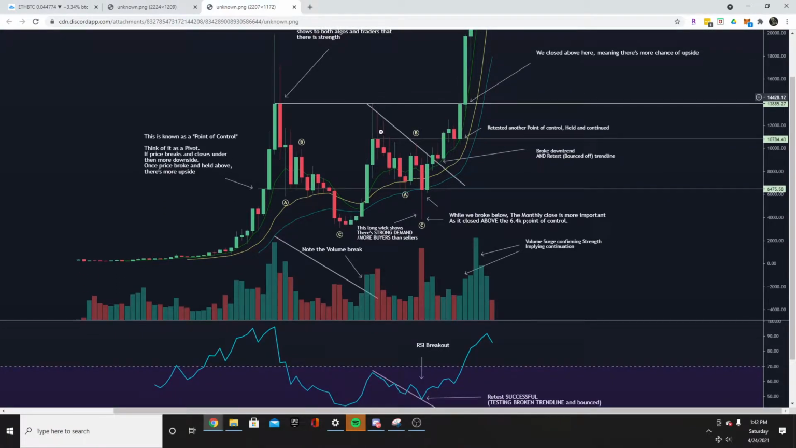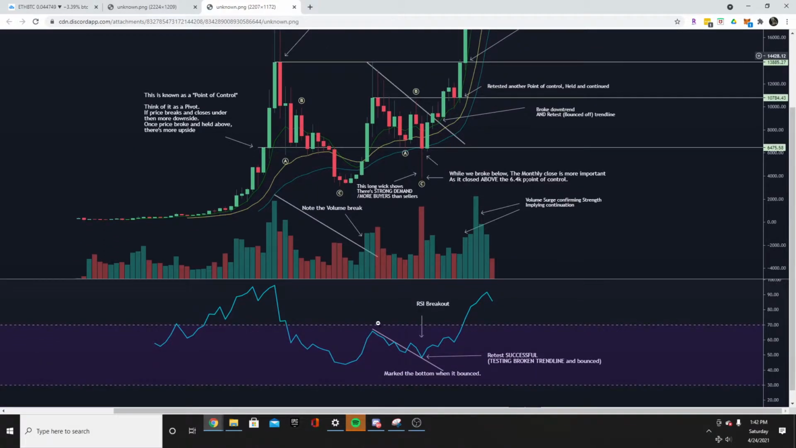Then we had our COVID crash, so ABC. And you can see the monthly wick. It shows strong demand, more buyers than sellers. So there's like a selling climax right here. And then you can see the RSI broke out, and then it marked the bottom when it bounced.